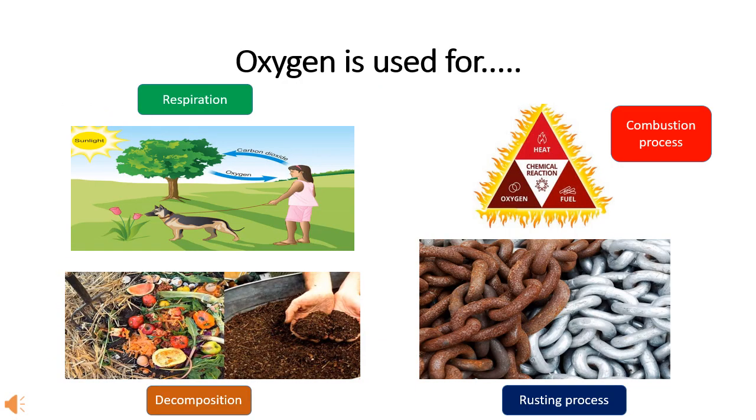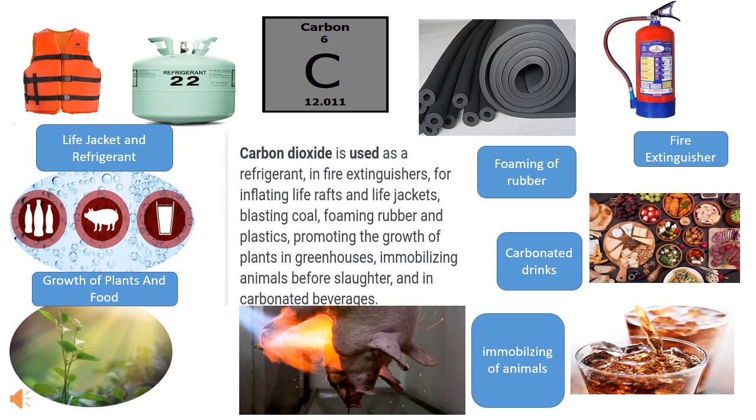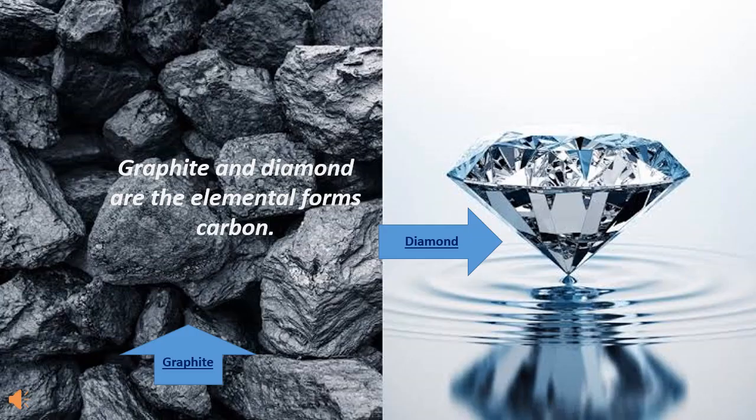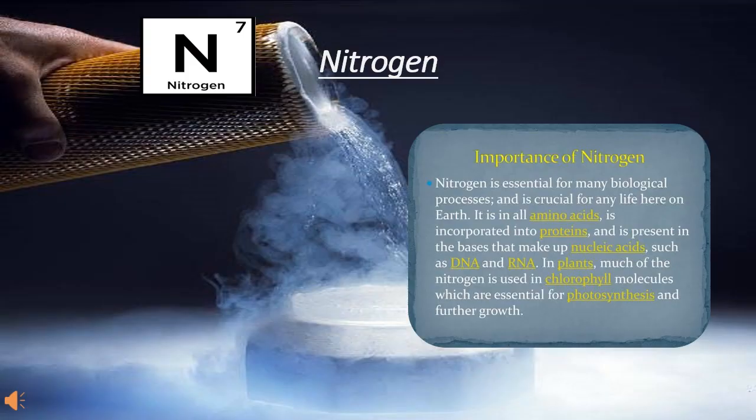Oxygen is used for respiration, decomposition, combustion process, and rusting process. Carbon dioxide is used as a refrigerant, in fire extinguishers, for inflating life rafts and life jackets, blasting coal, and forming rubber and plastics. It is also used in promoting the growth of plants in greenhouses, immobilizing animals before slaughter, and in carbonated beverages. Graphite and diamonds are the elemental forms of carbon.